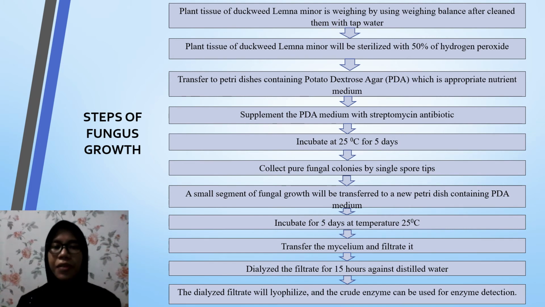These are the steps of fungus growth. After we isolate the fungus from the Lemna, we grow it on PDA agar, which is potato dextrose agar medium, and we incubate it. After a few days, around 5 days and above, we will have mycelium on it, and the mycelium will be isolated and filtered.